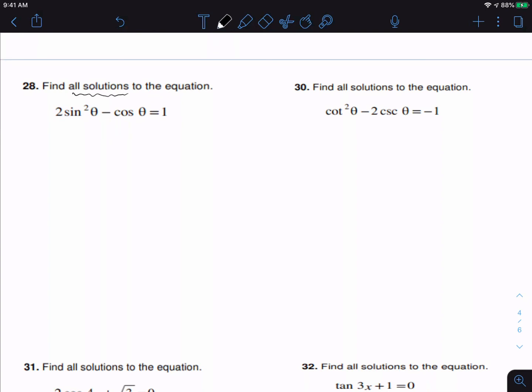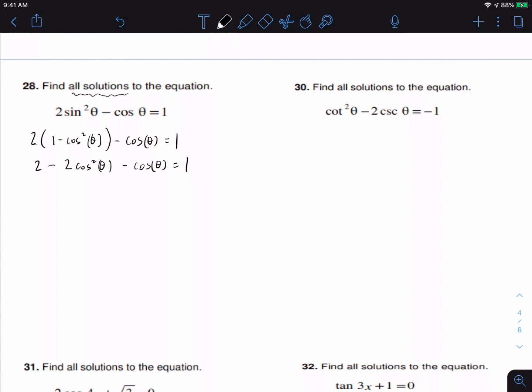So the first thing that we need to do is change things in terms of sine to cosine. So that's going to become 2 times (1 minus cosine squared theta) minus cosine theta is equal to 1. So I'll get 2 minus 2 cosine squared theta minus cosine theta is equal to 1.